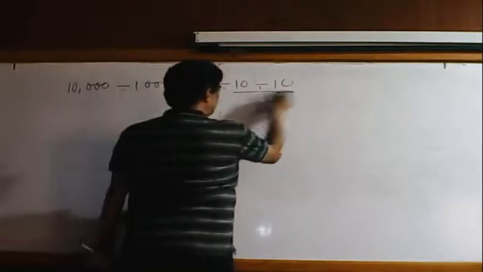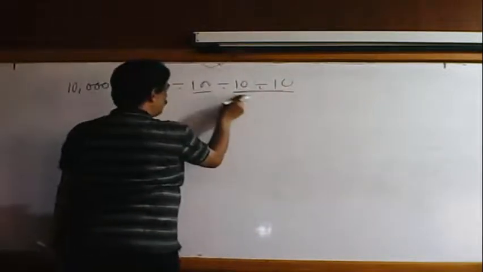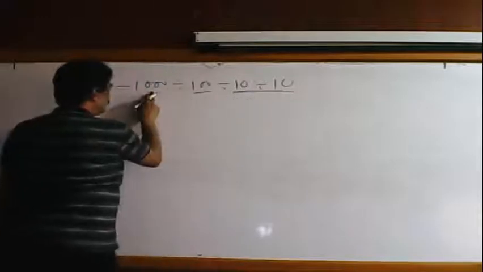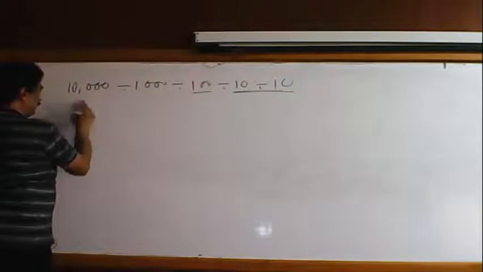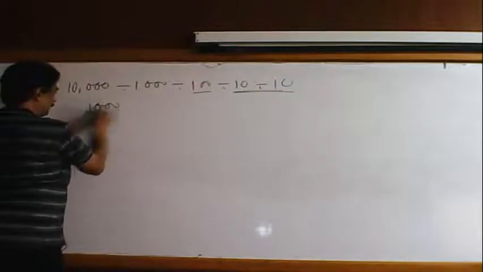10 by 10, result is 1. 100 by 1, result is 100. 1000 by 100, result is 10. 10,000 by 10, result is 1000. Your result is the answer.